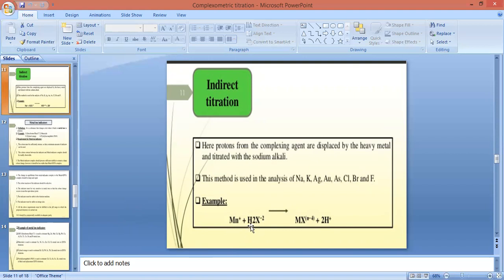this is the symbolic representation of the complexing agent, that is H2X. So this complexing agent will react with the manganese entity or metal ion, and formation of MX complex takes place, and H plus acid is liberated. The liberated H plus or protons are treated with the standard solution of alkali. So alkalimetric type of titration and indirect method of titration are near about the same. That is, the metal ion reacts with the complexing agent, formation of complex takes place with the liberation of acid or proton. The liberated proton is treated with the standard solution of alkali, either sodium hydroxide, and the formed H plus or formed protons are neutralized.